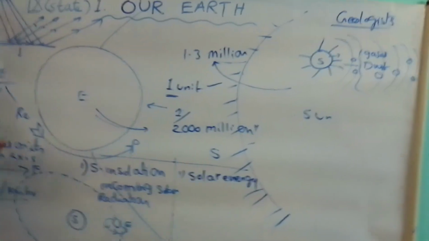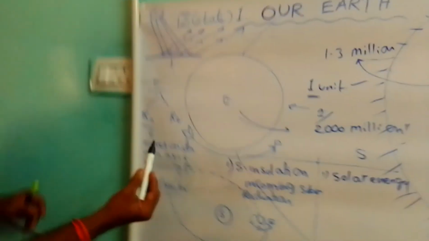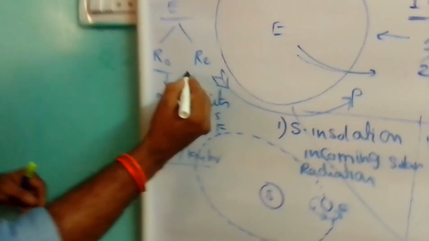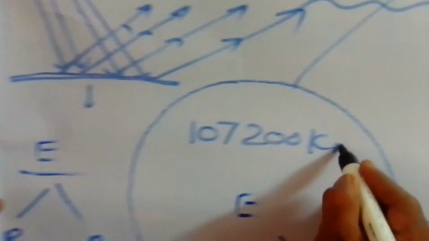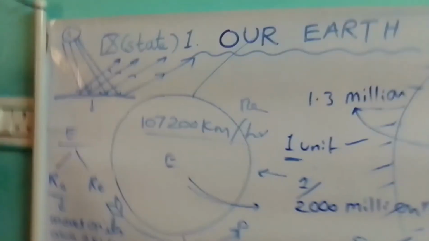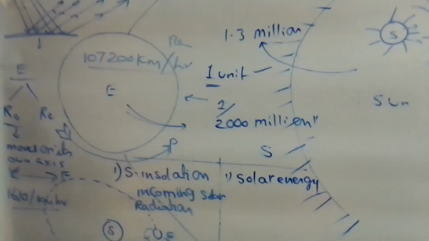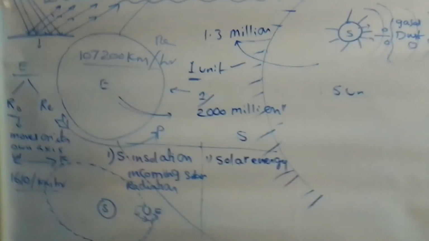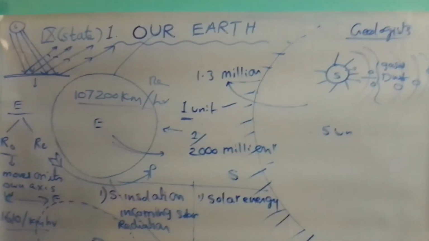This second movement is called revolution, and in revolution the earth moves around the sun with a speed of 1,07,200 kilometers per hour. So this is the revolution speed, and that was the rotation speed of the earth. In this way, our earth has two movements: rotation, what I told you, and revolution.